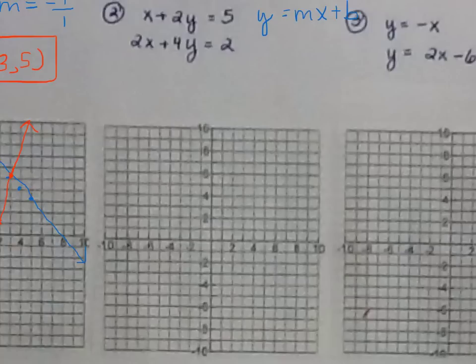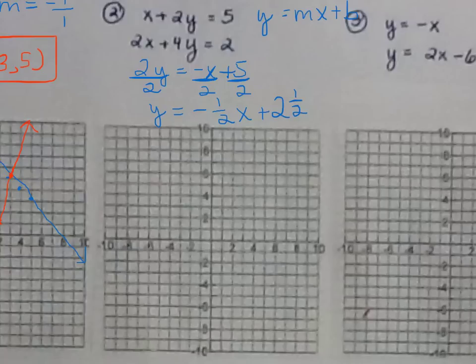So if I look at the first equation, x plus 2y equals 5, to get it in slope-intercept form, the first step would be to subtract the x over. So I write 2y equals -x plus 5. And then to get the y all by itself, I need to divide everything by 2. So I get y equals -1/2 x plus, I'm going to call it 2.5 so I can be pretty accurate. Okay, so there's the first line.